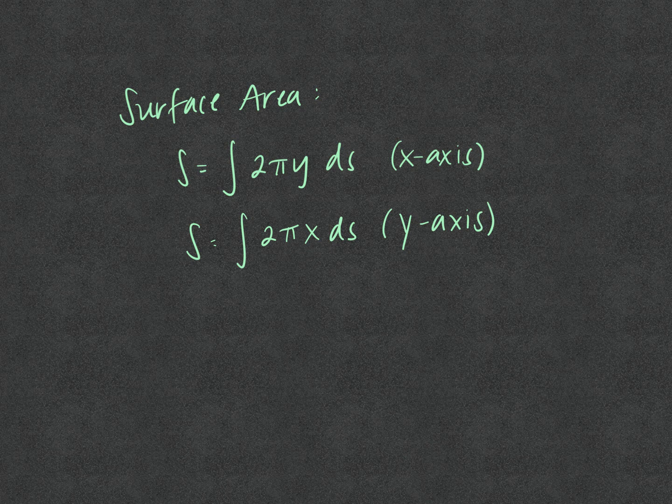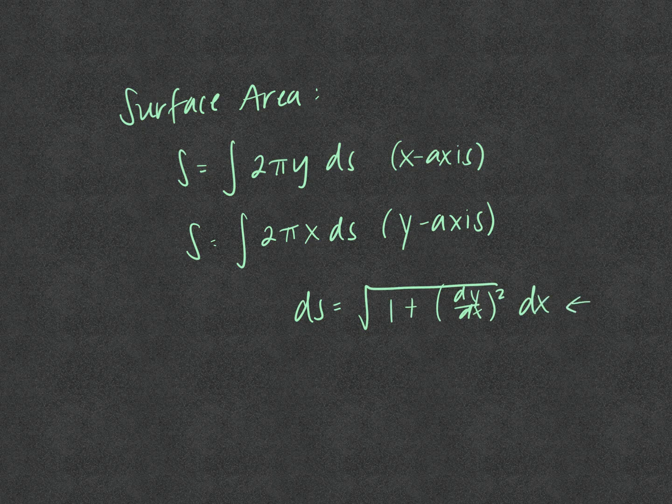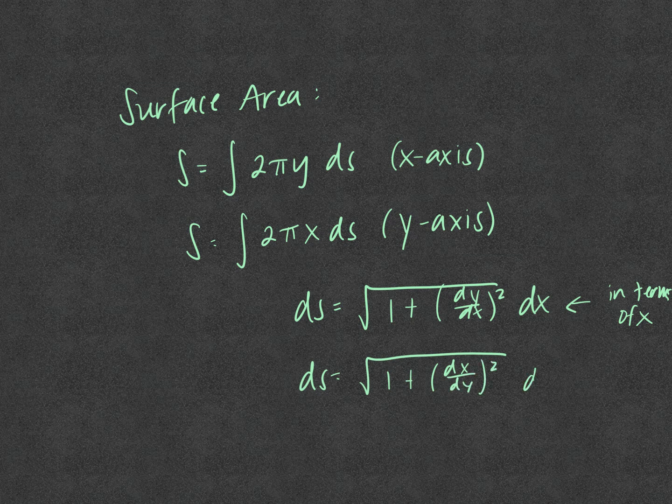Now, when you get that part, that's going to be given to you. So then you're going to say ds equals the square root of 1 plus dy over dx, quantity squared, dx. This is when you're in terms of x. And ds equals the square root of 1 plus dx over dy, quantity squared, dy, and this is when you're in terms of y. Now, the in terms of is given away because with dy you're going to be in terms of y, and with dx you're going to be in terms of x.